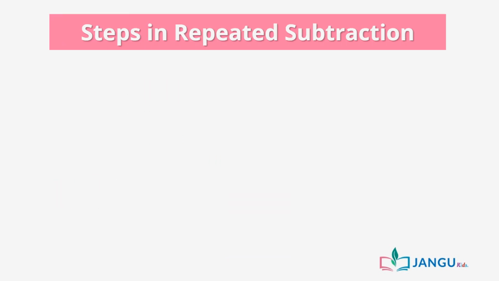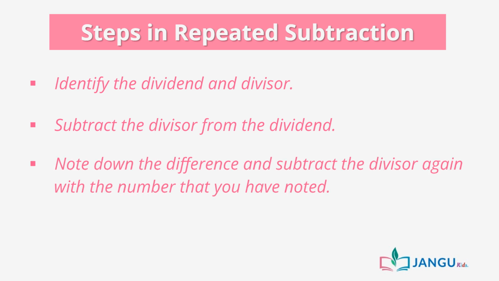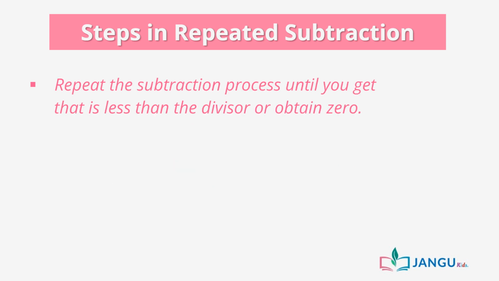Now, let's look at the steps used in division by repeated subtraction. Step 1. We must first identify the dividend and divisor. Step 2. We subtract the divisor from the dividend. Step 3. Note down the difference and subtract the divisor again with the number that you have noted. Step 4. Repeat the subtraction process until you get a number that is less than the divisor or obtain 0.